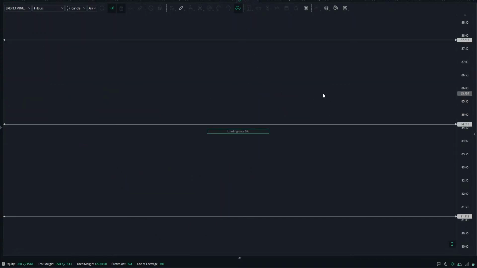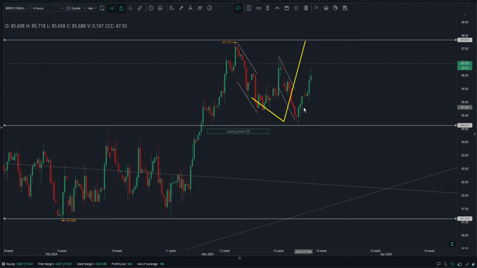Talking about Brent, we were bullish in Brent. We are going for a pullback.